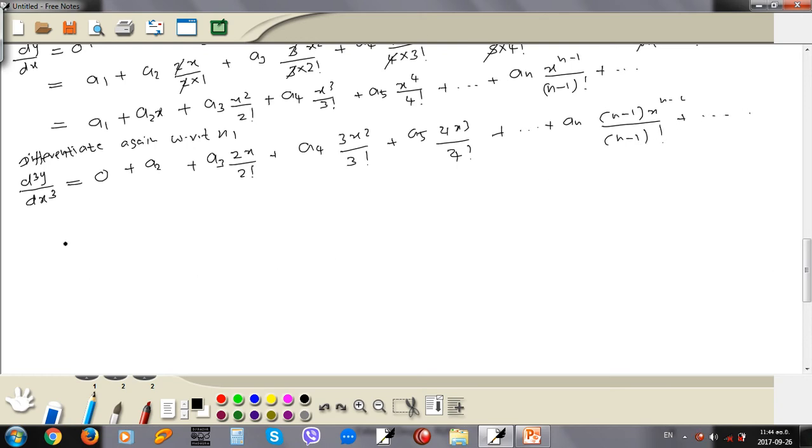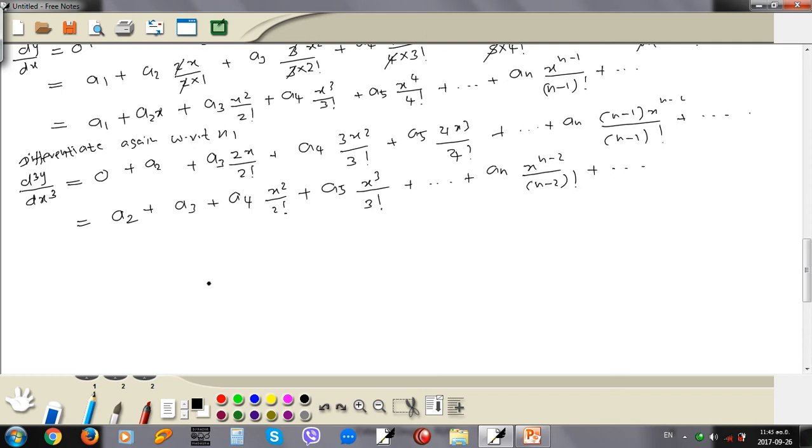So now, as in the previous way, we can write this as a2, then a3, 2 and 2 cancel, plus a4, as in the previous way 3 and 3 cancel, that is x to the power 2 over factorial 2. And here a5, 4 and 4 cancel, then x to the power 3 over factorial 3, plus an, n minus 1 and n minus 1 cancel, then x to the power n minus 2 over n minus 2 factorial, right?